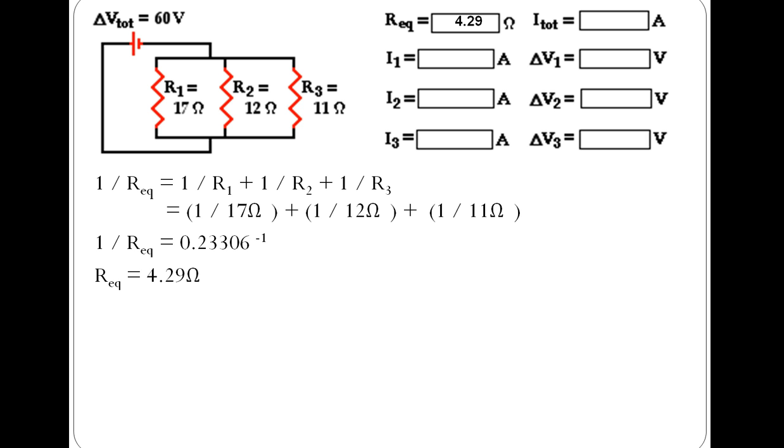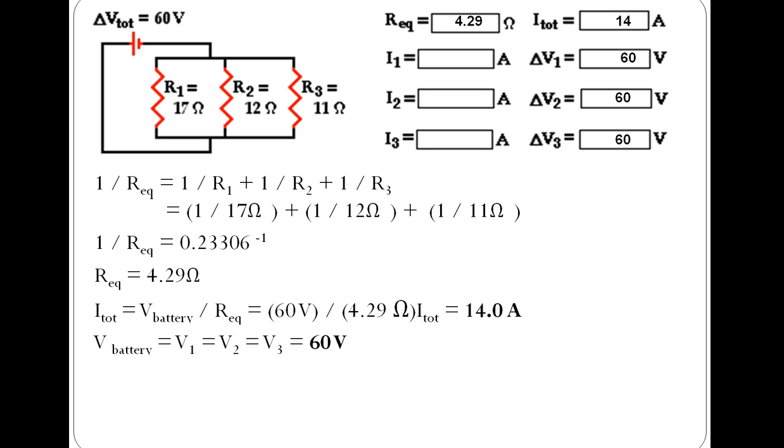So now that we know the equivalent resistance for the entire circuit and we know the voltage, we can go ahead and use Ohm's law to find the current. So again, V equals IR, which is Ohm's law, rearranged for current, and we find the current to be 14 amps. Okay, so once we know the current, we already know the voltage is 60 volts across the battery, so it's going to be 60 volts everywhere.